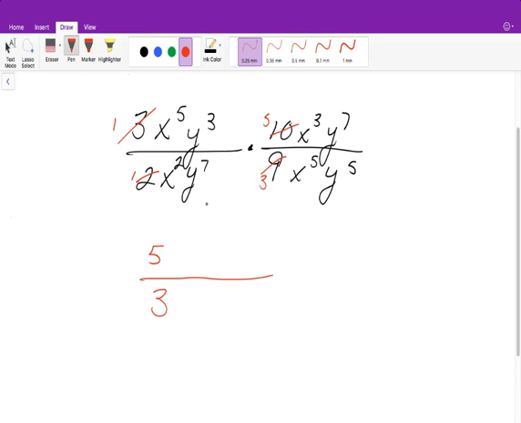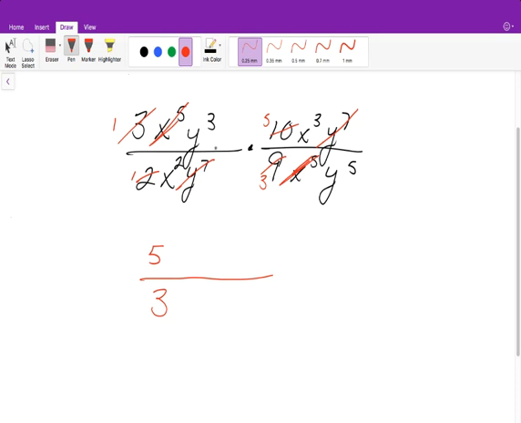What variables are left over, I'm not sure yet. You can simplify within your same fraction if you want to, and that's perfectly fine. However, I see a y to the 7th in my denominator and a y to the 7th in my numerator, so I'm just going to completely cancel those out because they are the exact same thing. I have x to the 5th in my numerator here and x to the 5th in my denominator there, so they completely cancel each other out. You did not have to do what I did here.